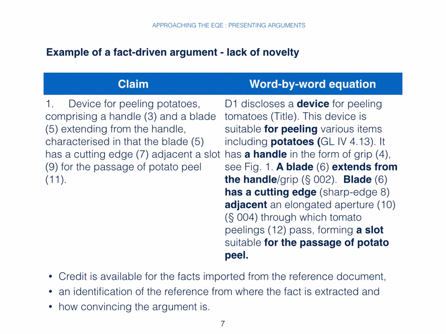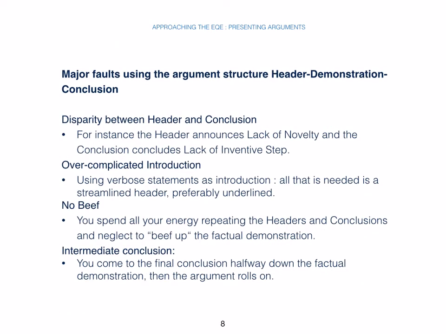Before turning to a format-driven argument, here are a few problems to avoid with the header, demonstration, conclusion argument structure we have just seen. Major faults with this argument structure could therefore be a disparity between the header and the conclusion. For instance, the header announces lack of novelty and the conclusion concludes lack of inventive step. Obviously, that is a problem.